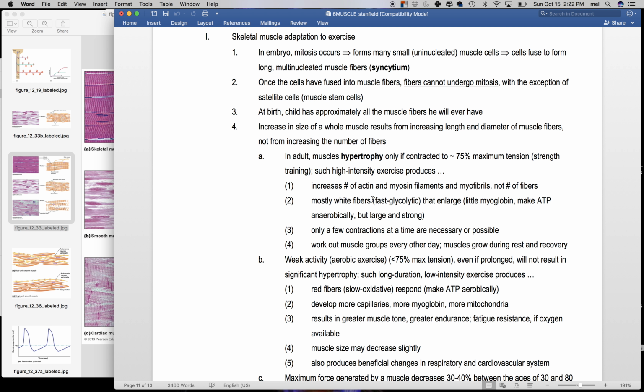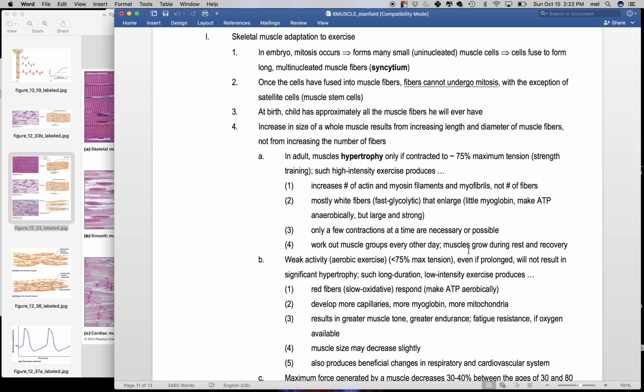So basically, you're training yourself to be more white meat. So they make ATP anaerobically, but they're large and they're strong. They don't have a whole lot of myoglobin. And of course, if you're doing this type of activity, only a few contractions at a time are necessary or even possible.